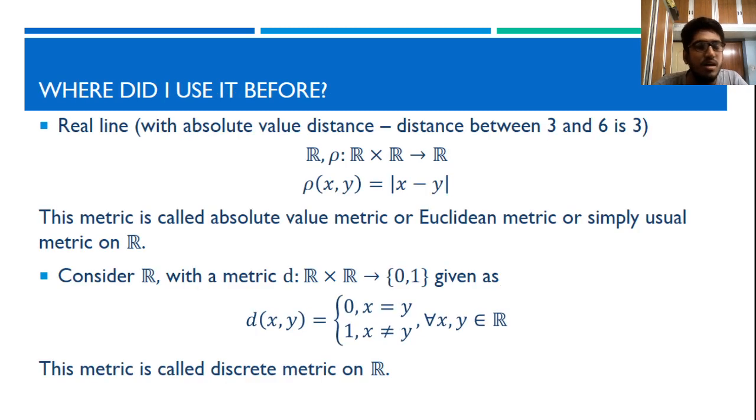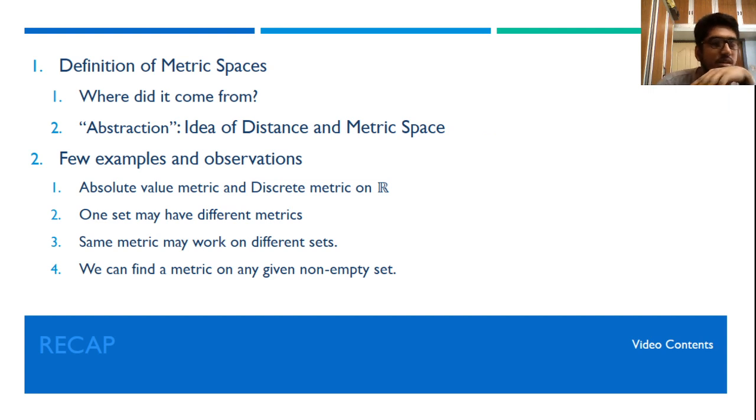Now, we noticed two examples. One is real numbers, the real line with the absolute value metric or Euclidean metric, or simply what we would call the usual metric. Then we talked about something called the discrete metric, which was super powerful. We observed a lot of interesting things about it. From the two examples we did, we observed three properties.